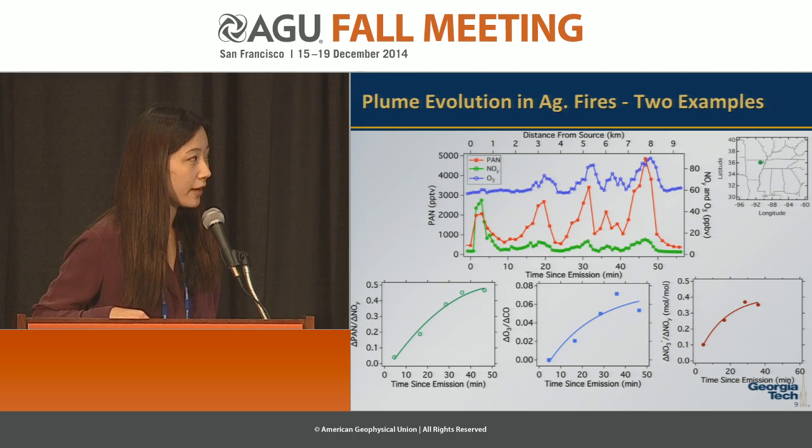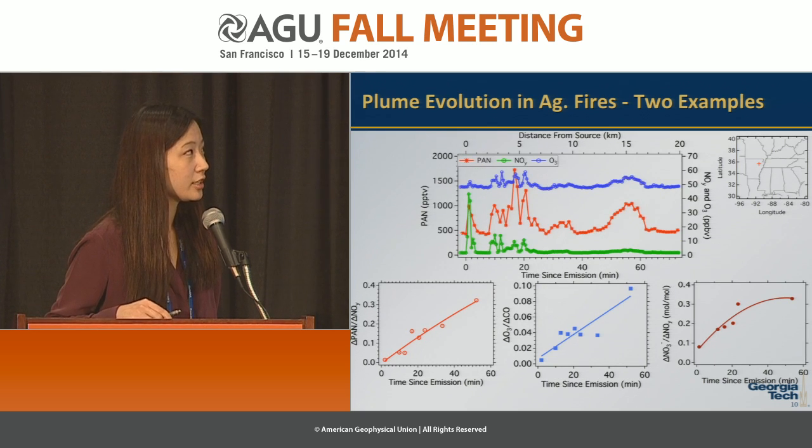Then we plot the ratio of excess PAN to excess NOx, excess ozone to excess CO, and excess nitrate, particulate nitrate, to excess NOx. We found that the ratio of PAN to NOx reaches over 40% in less than 1 hour. For ozone, the production rate in 1 hour was similar to other biomass burning studies. The particulate nitrate also exhibited enhancement, and the ratio of nitrate to NOx reaches over 30% in about 40 minutes, indicating the gas-to-particle conversion of nitrogen species.